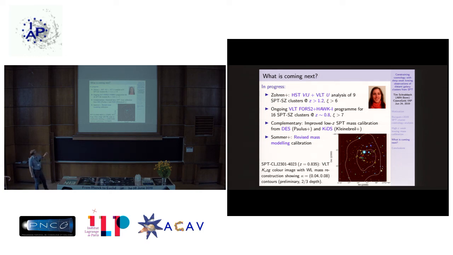We have an ongoing program now with VLT to explore this new approach with HAWK-I for 16 clusters. Hopefully, that sample is completing this year. It's been ongoing since last year, and we would also like to expand on this further in the future if the TAC gives us more time. And there are very complementary efforts going on at low redshift to improve the constraints, both with DES and KiDS data. And this is just one example from this HAWK-I program, a redshift 0.8 cluster, where you see the lensing mass reconstruction, so you do detect clusters there individually.